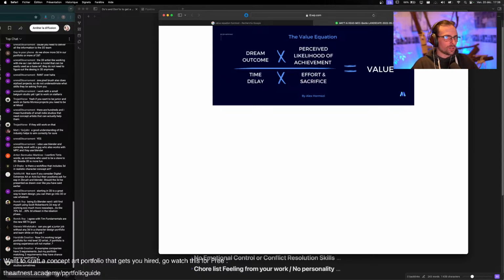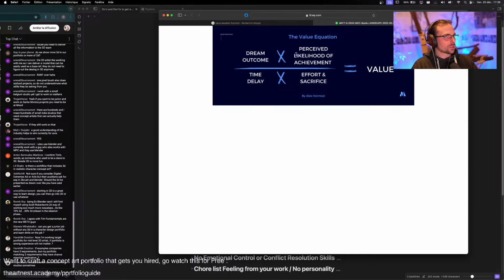The idea is the perceived value or interest of someone towards a product: the dream outcome multiplied by the perceived likelihood of achievement, divided by time delay and the effort and sacrifice. The more you increase the dream outcome and the perceived likelihood of achievement, and the more you decrease the time delay and the effort and sacrifice, the more appealing something is. So let's try to do it for the way we are doing it at the Art Nest and kitbashing.